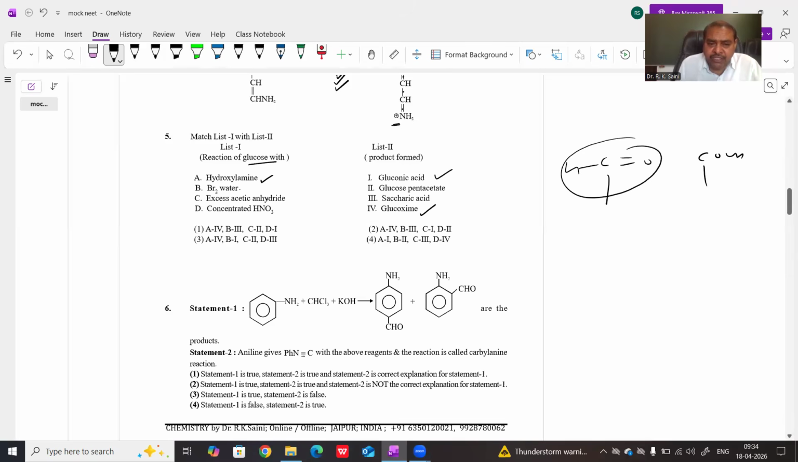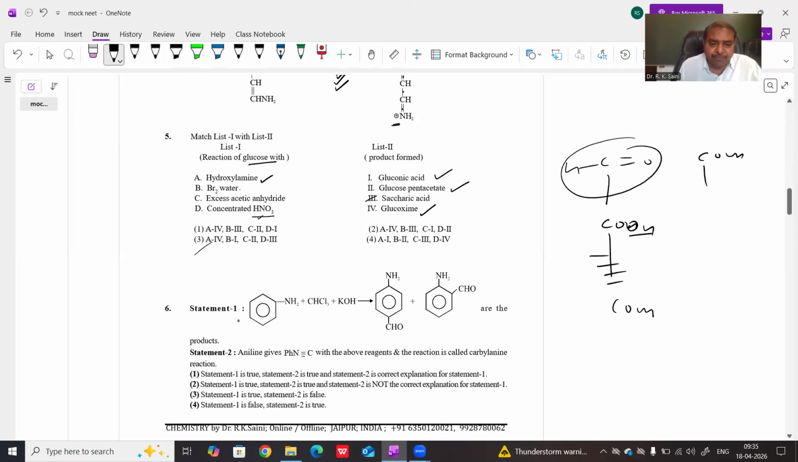And with excess acetic anhydride, we know that glucose has 5 OH groups. Therefore, pentaacetate is formed. And concentrated HNO3 is a strong oxidizing agent compared to bromine water. Therefore, the primary alcohol as well as the aldehyde, both groups are oxidized, and it gives saccharic acid. Primary alcohol at the last carbon, and aldehyde at the top carbon. Therefore, the product is saccharic acid.